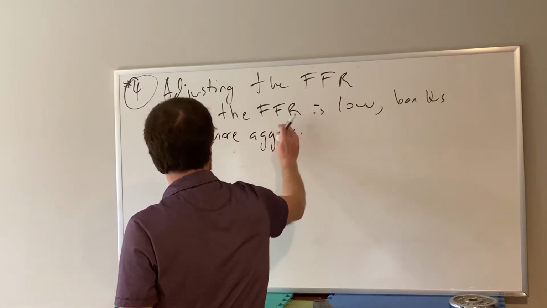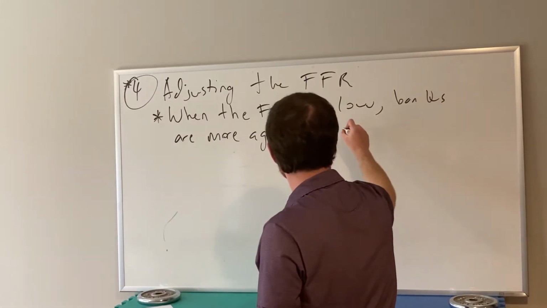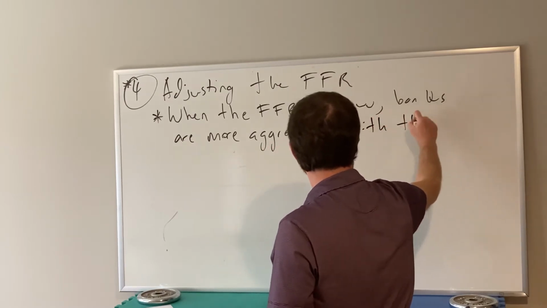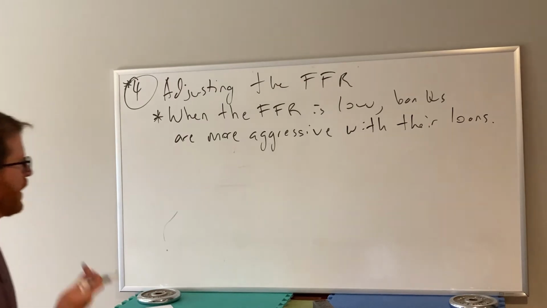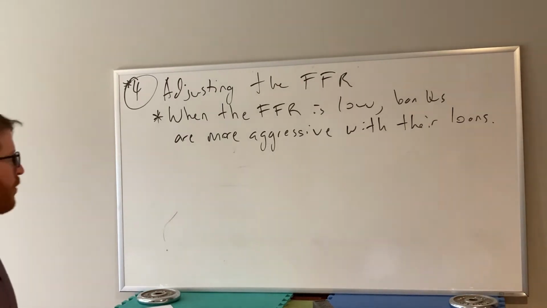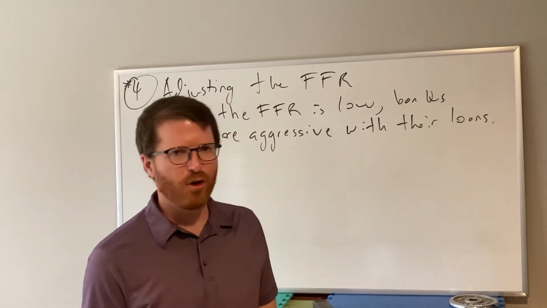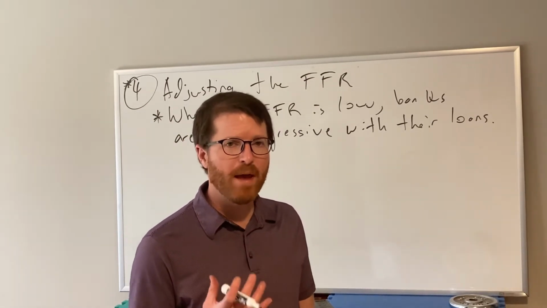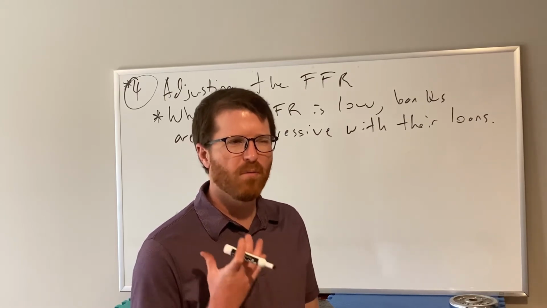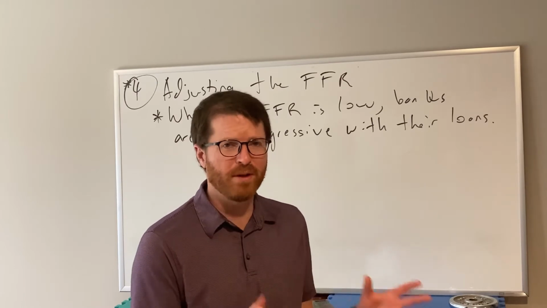I wish I knew how to spell aggressive. That doesn't look right. Whatever. All right, when the federal funds rate is low, banks are more aggressive with their loans. So this doesn't change how much currency is in society or anything. But what it does do is it makes the money multiplier more viable. It makes the money multiplier work closer to its full potential, okay?